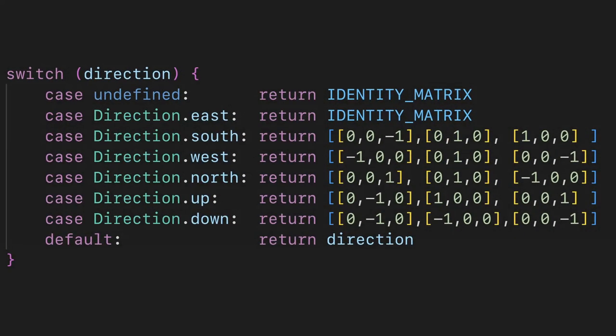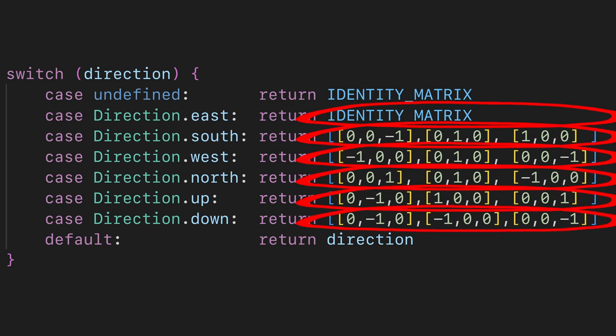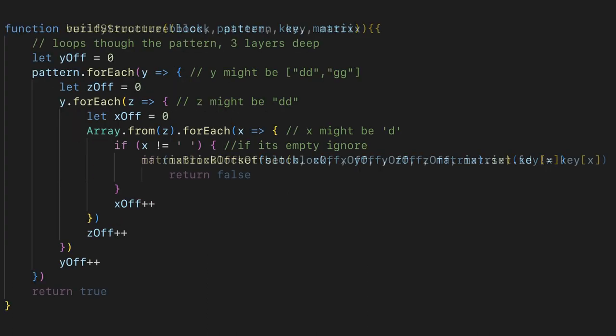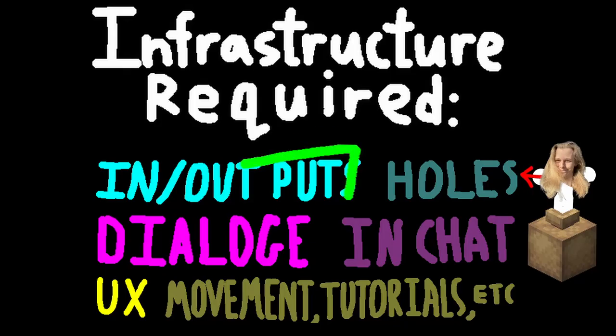Using this method, I found a matrix for all the six directions. And verifying the structure is practically the same as building it. The only difference is now I'm checking the block instead of setting it. Wow, would you look at that, we're done with the holes.